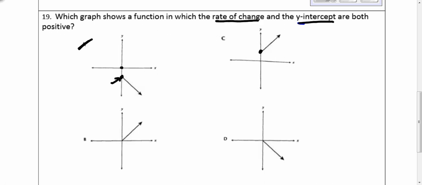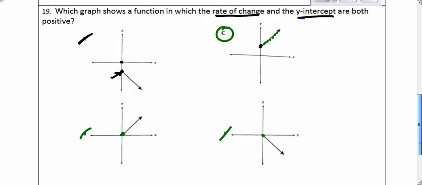And let's say rate of change has to be positive. That means the rate of change is going up from left to right, and they're both positive. This one right here is at 0, so the y-intercept is not positive, and this one also is at 0. The y-intercept is not positive. C is your answer.